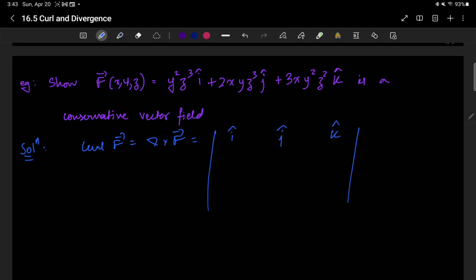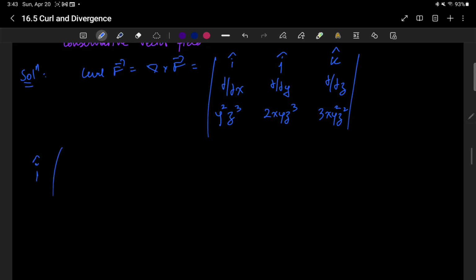So repeating this determinant structure, i j k, del x, del y, del z, x squared z cubed, 2xy z cubed, 3xy squared z squared. So let's see what's happening in the i cap. I'm going to perform the partials here. So we have partial with respect to y, which is 6xyz squared, minus partial with respect to z, which is 6xyz squared. So that's for i.